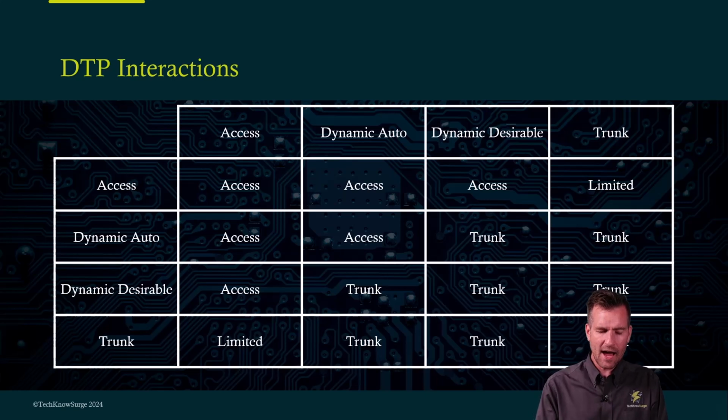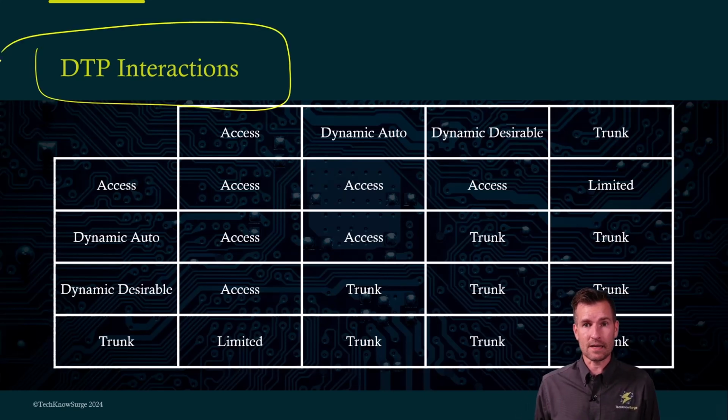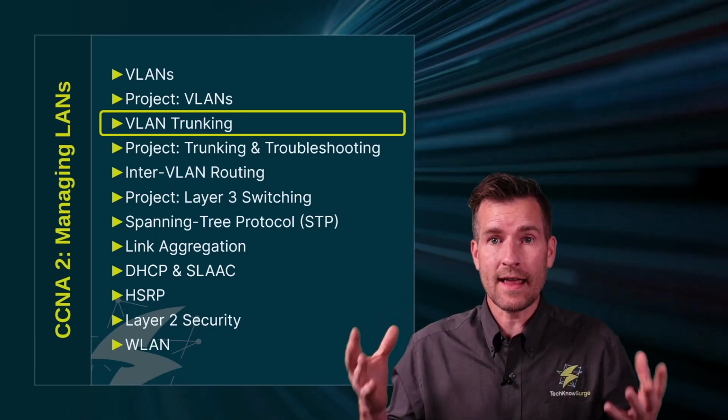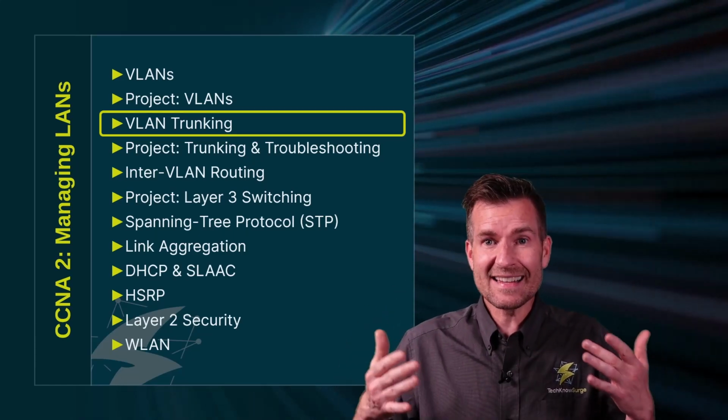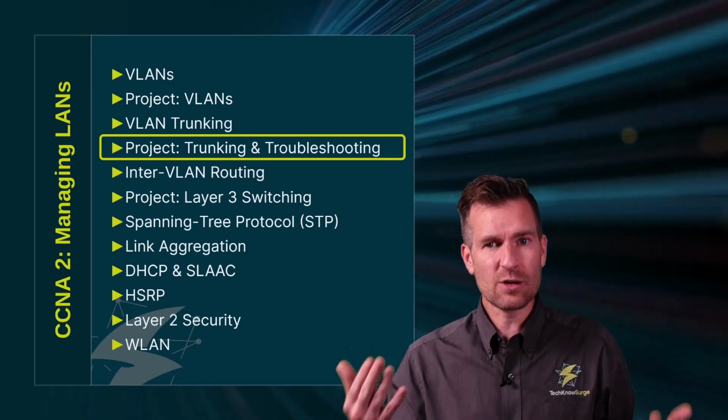We also talked about how to automatically set up trunking with things like Dynamic Trunking Protocol. From there, we applied these settings then to our network. We set up trunking and did some VLAN troubleshooting on it. Then we needed to route between these VLANs.